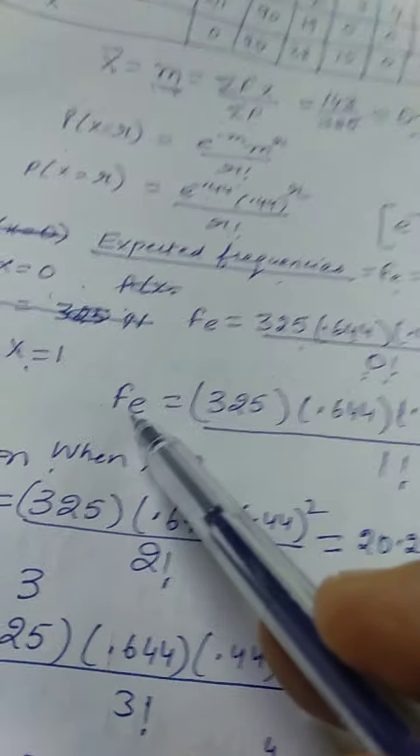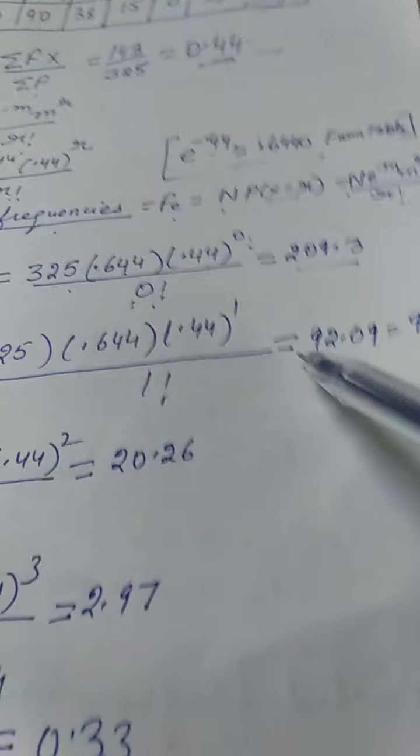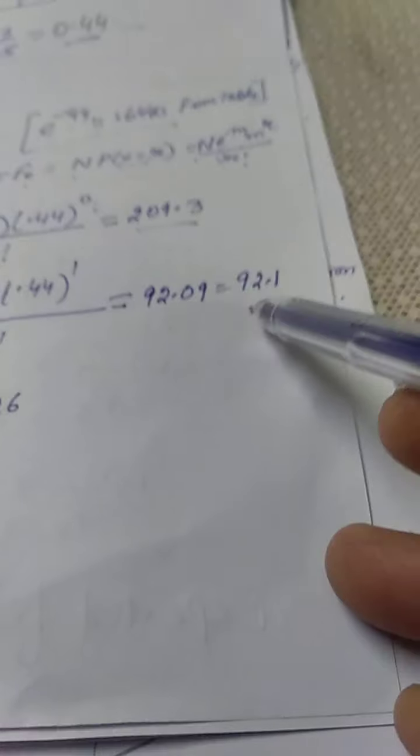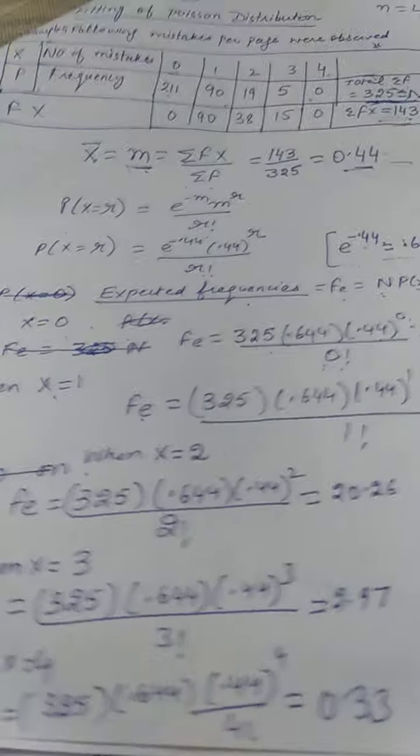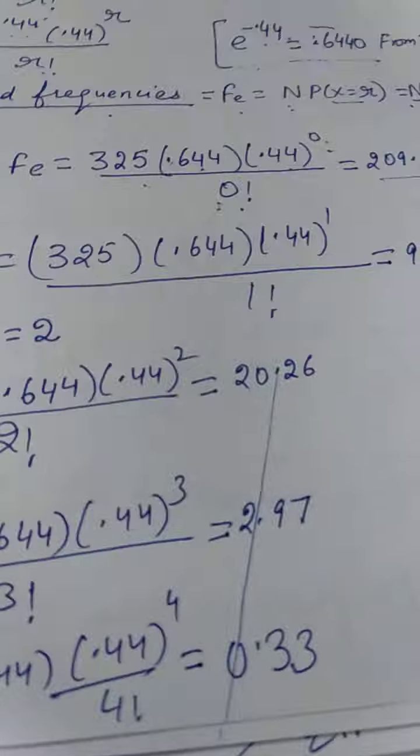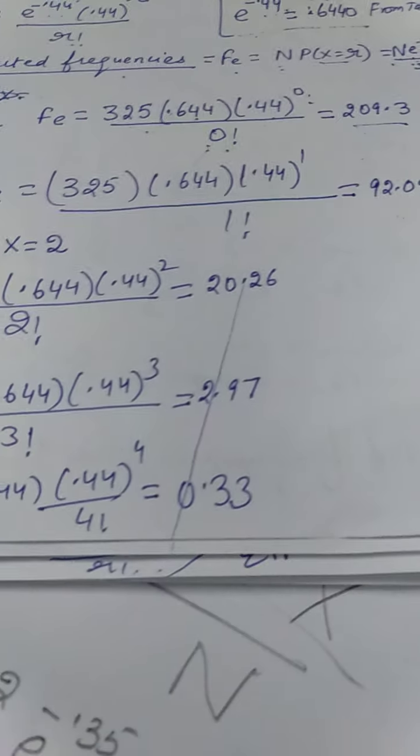ऐसे ही फिर आपने x इज इक्वल टू 0 लिया, अब x इज इक्वल टू 1 लीजिए, तब आपके पास एक FE आ जाएगा. What is FE? Expected frequency, and it is equal to 92.1. So go on putting the values 2, 3, कितनी पुट करोगे 4 तक, क्योंकि सबसे ज़्यादा मिस्टेक्स कितनी है 4. So 4 तक आप x की वैल्यूज पुट करोगे, you will get the probabilities and the expected frequencies जो है वो हमारी आ जाएंगी.